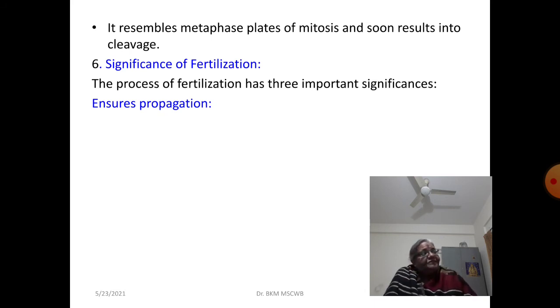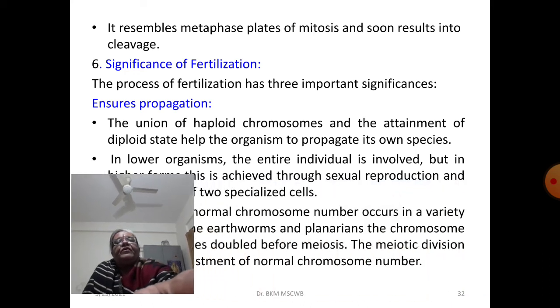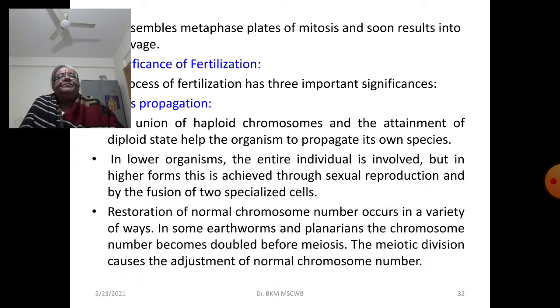With this, dear students, we have understood all the three steps in the mechanism of fertilization. Once we are done with this, it is time to understand the significance of fertilization. There are three significances which you need to learn. First significance, it ensures propagation. The union of haploid chromosomes and the attainment of the diploid state help the organism to propagate its own species.